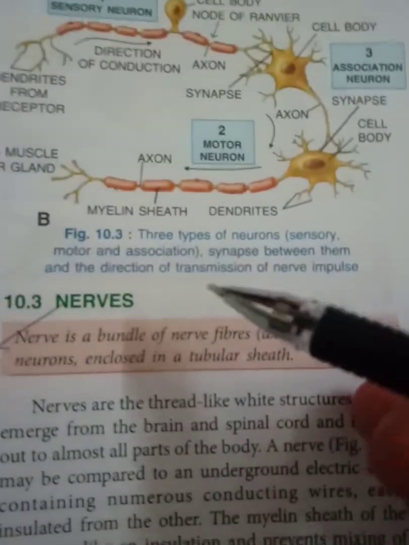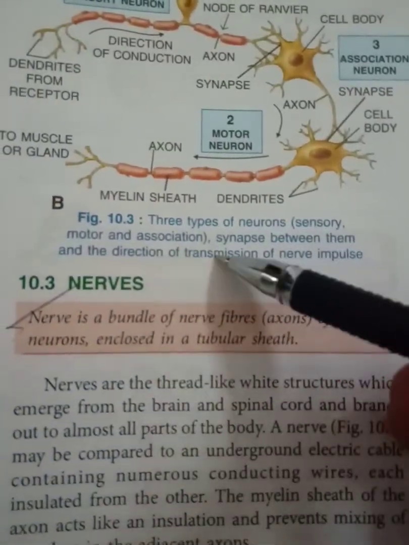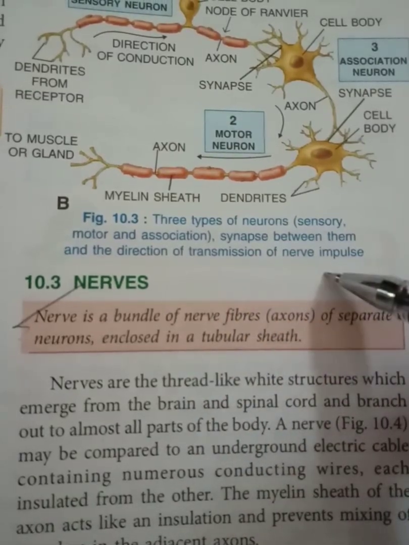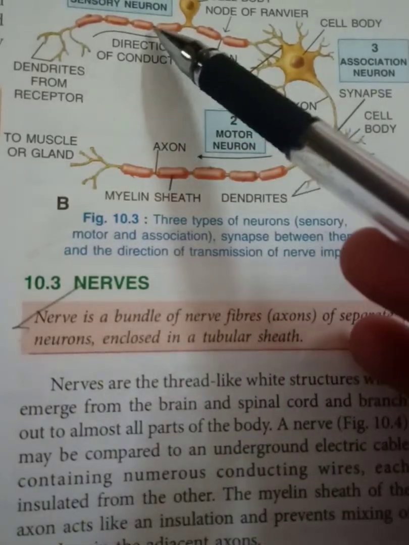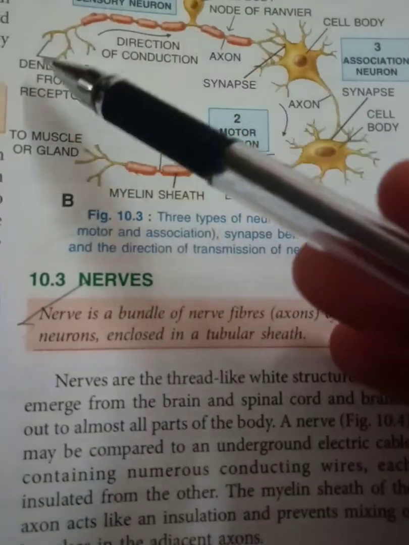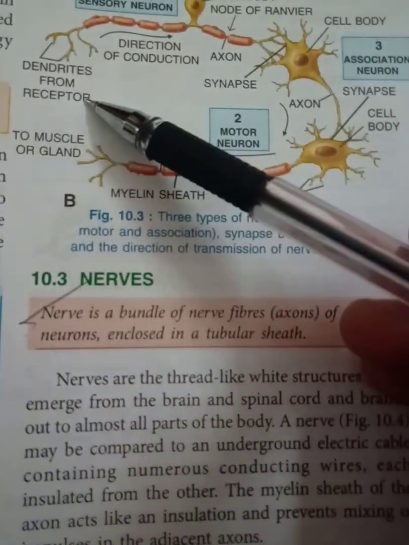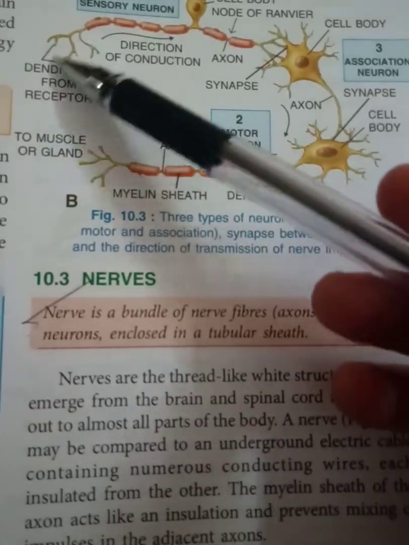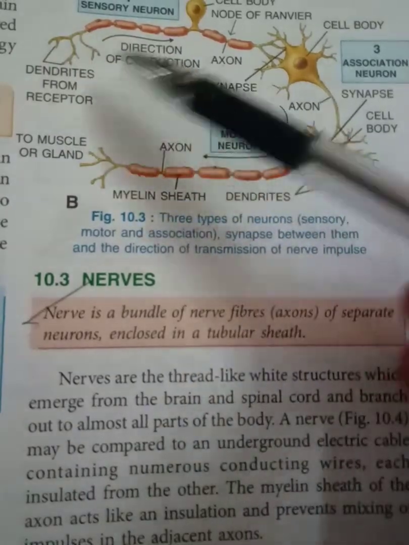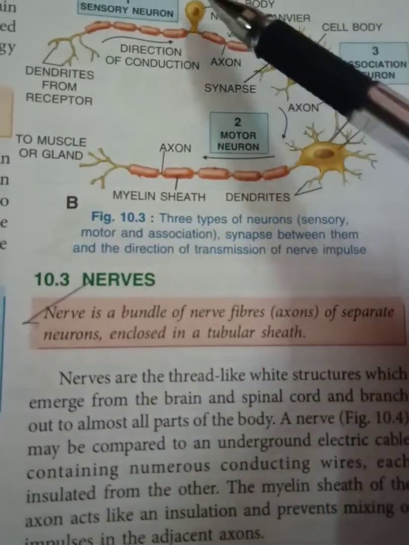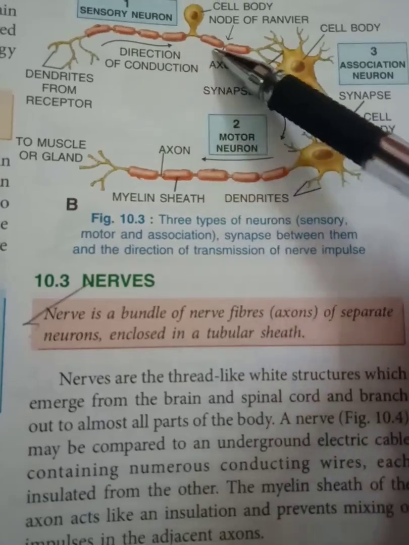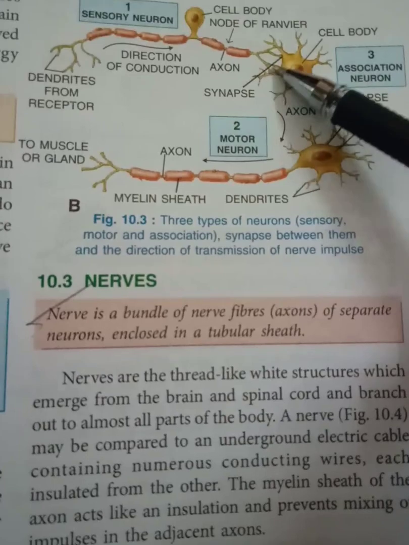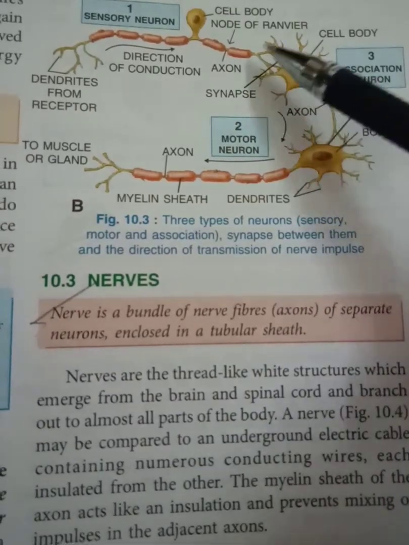They have shown this diagram, very important. Three types of neurons: sensory, motor and association. Synapse between them and the direction of transmission of nerve impulse. So you can see, first is sensory neuron. Its receptors are the organs or the ends present in the skin. So these are the dendrites from receptors and they will take the nerve impulse. This is cell body. Then it has axon on the other side.